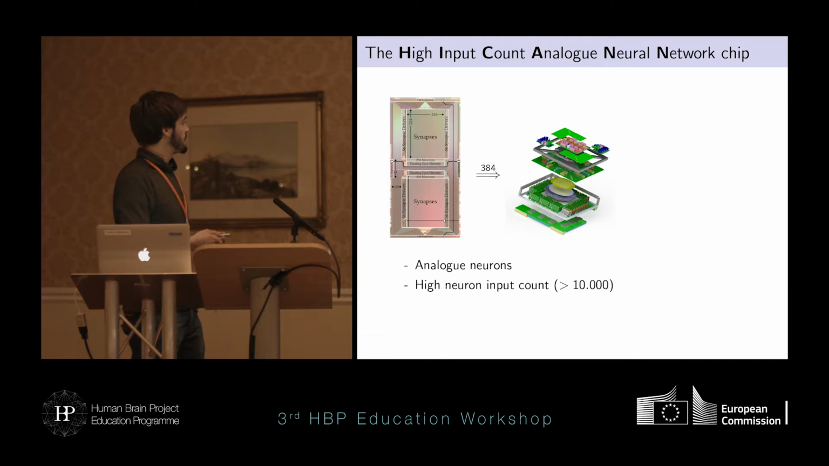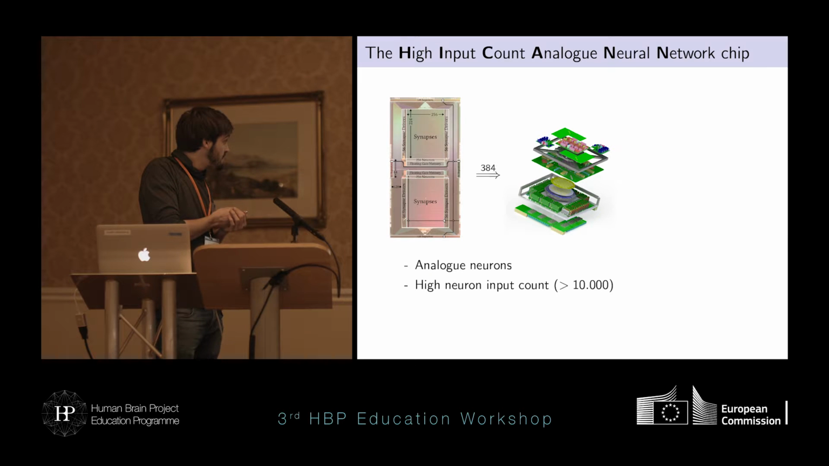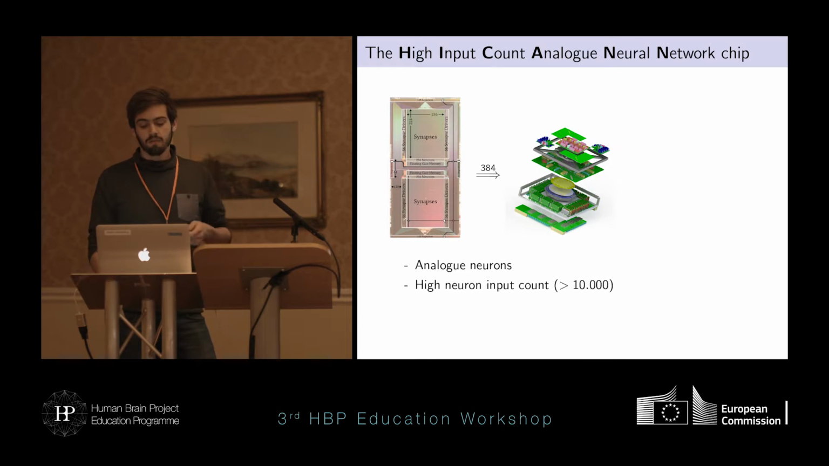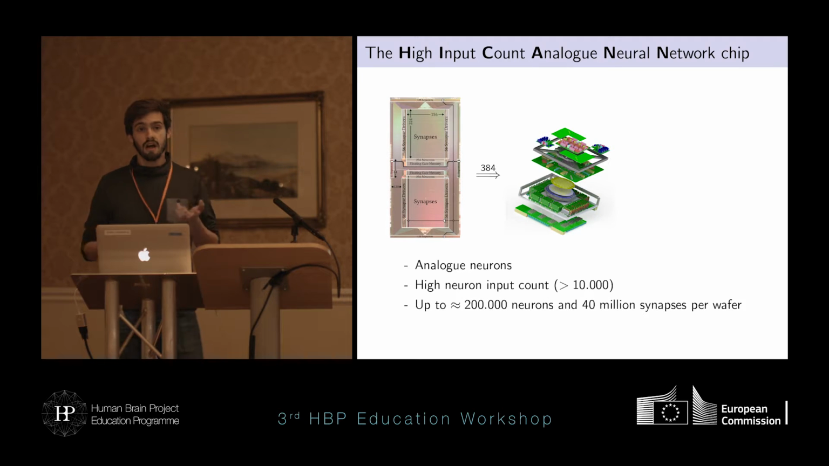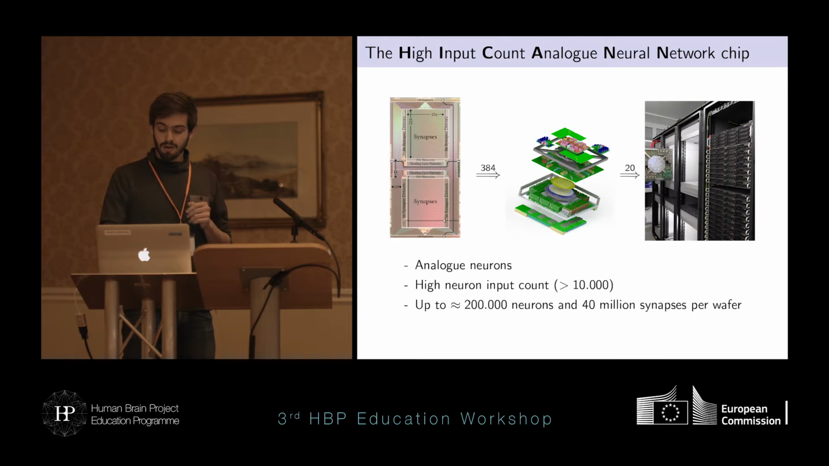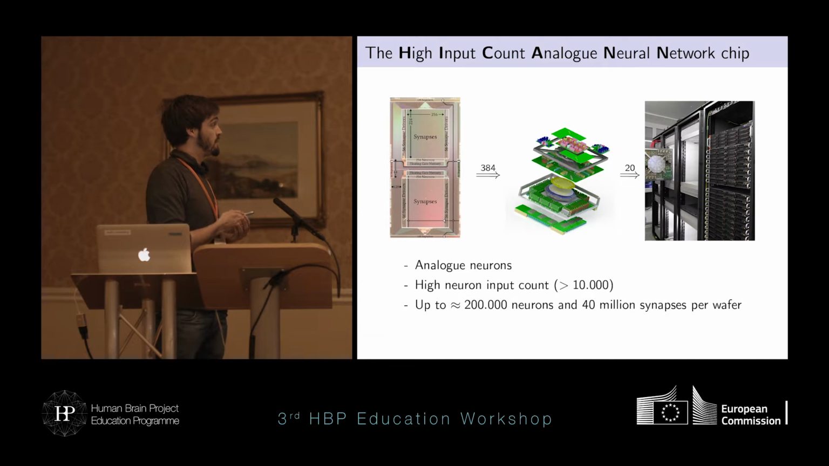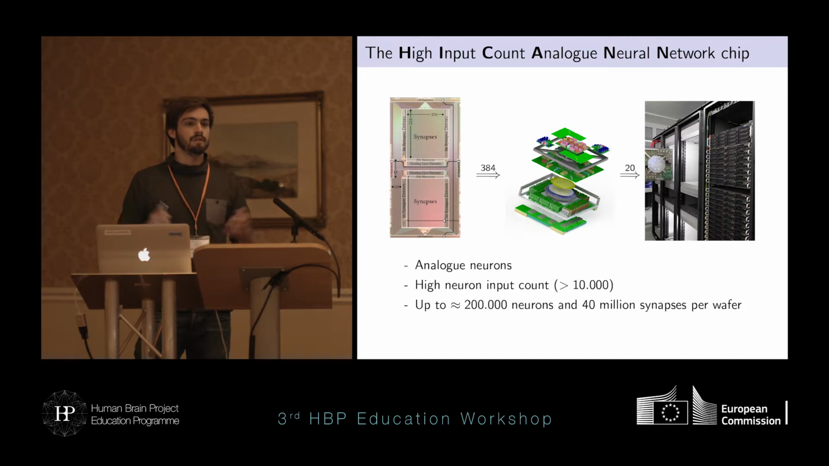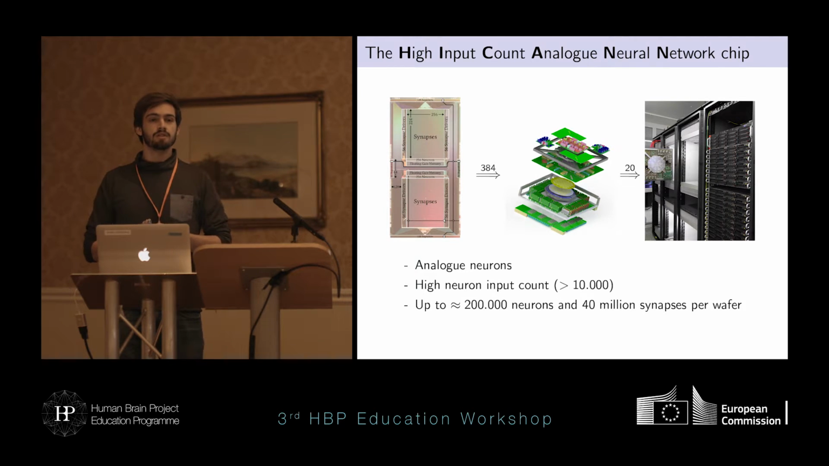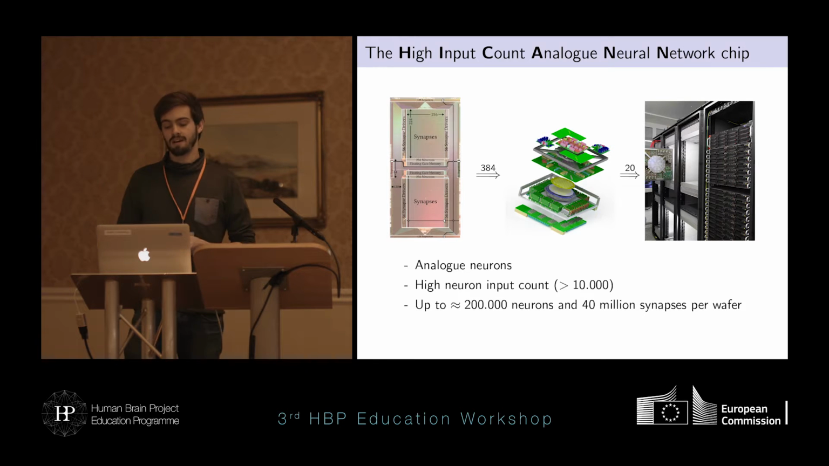That's why there are 384 of these HICANN chips on this little wafer down here. So that means you have on one of those wafer modules up to 200,000 neurons and 40 million synapses. But since more is always more, we put 20 of those into one of those racks, and that's what's happening right now in Heidelberg. So you end up with a system of 4 million neurons and towards 1 billion synapses.